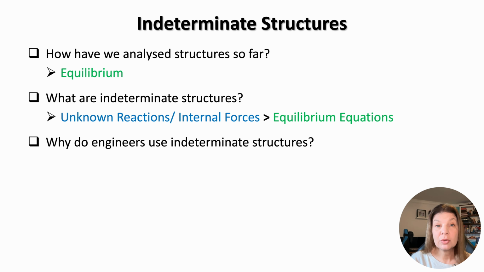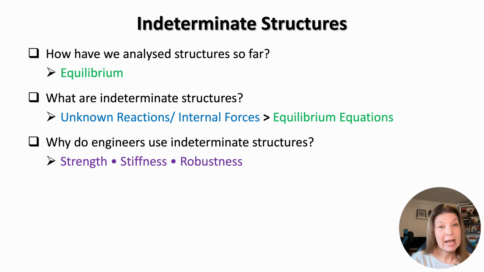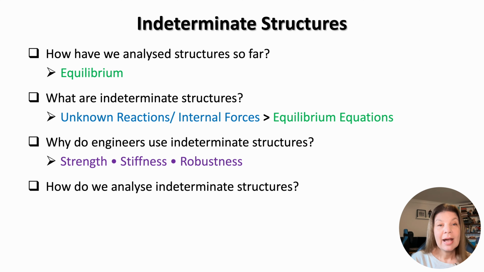Why do engineers use indeterminate structures? So, if they're more difficult to analyse, surely it would be easier to just avoid them? What we will see is that indeterminate structures offer several important advantages in terms of strength, stiffness, and robustness. And finally, how do we analyse indeterminate structures?